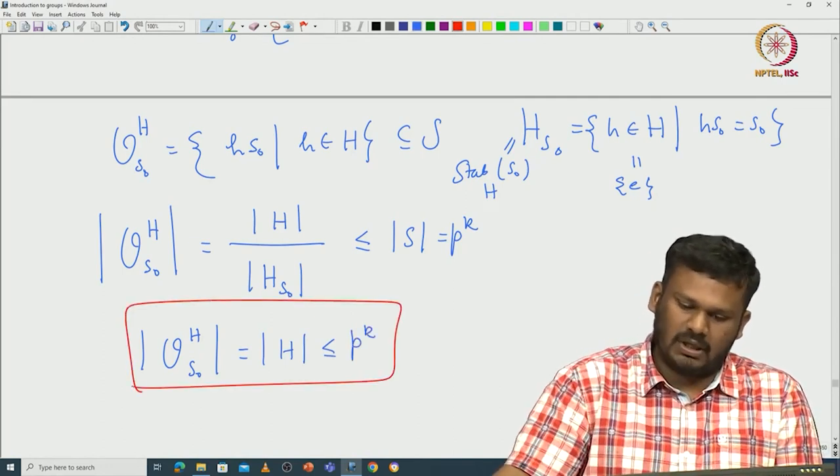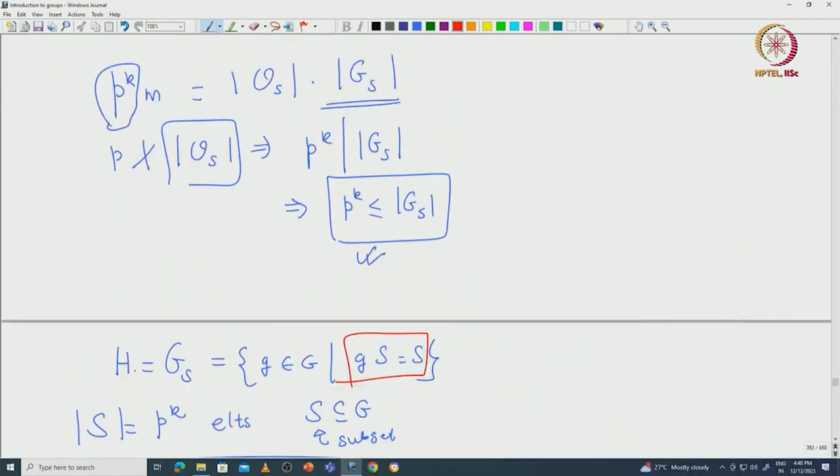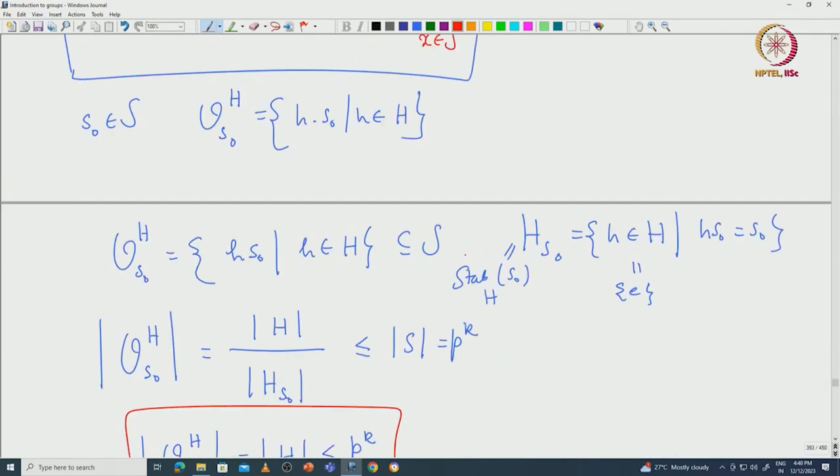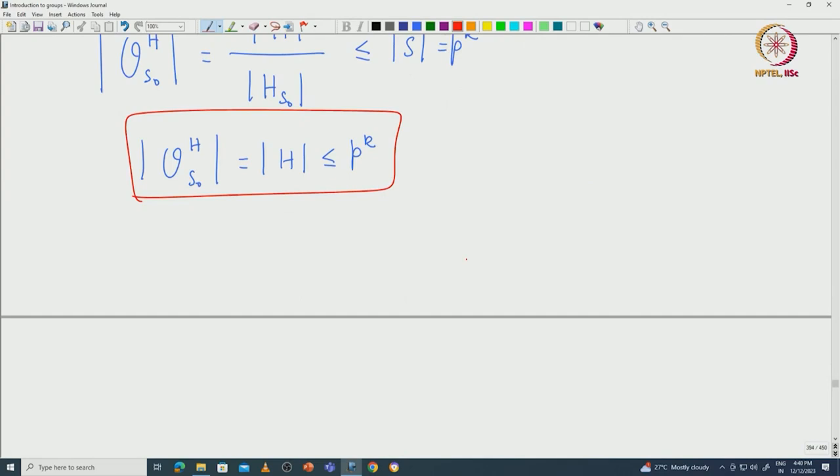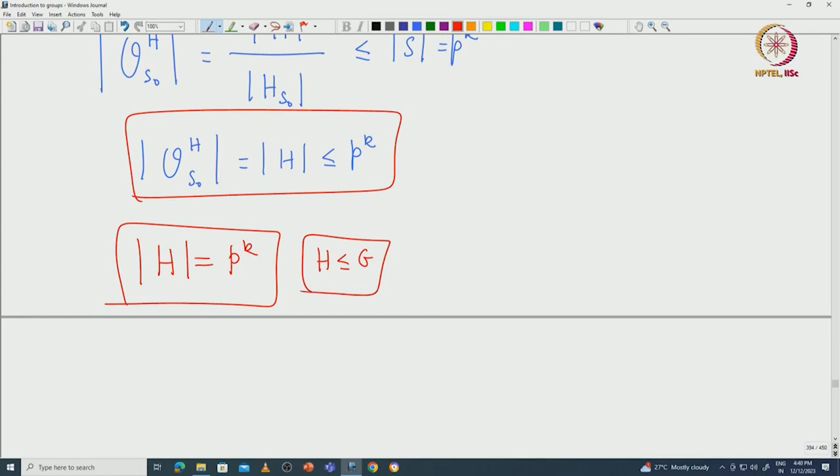But if you go back, we already have one other inequality. We already have p^k is less than or equal to the cardinality of H, and here we are saying that the cardinality of H is less than or equal to p^k. So that proves H has exactly cardinality p^k. Since H is realized as the stabilizer of something, it must be a subgroup. So H is a subgroup, which we already have.